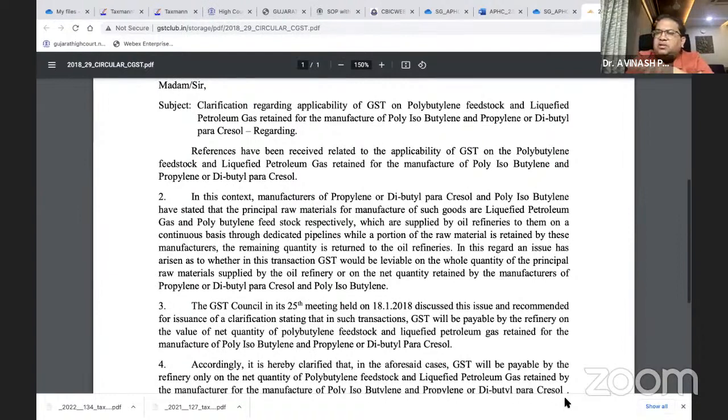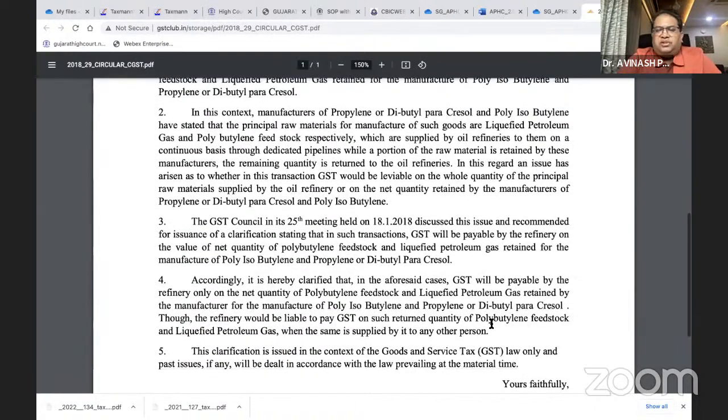Friends, you might remember that on the last occasion we discussed a similar kind of thing, wherein it was supplied through a mode, and then some portion was retained, and the rest was returned back. So the law at that point in time, or the clarification we have read, is that whatever is being retained will be treated as supply and the GST will be applicable only on this. Let's see what the board says for this particular transaction.